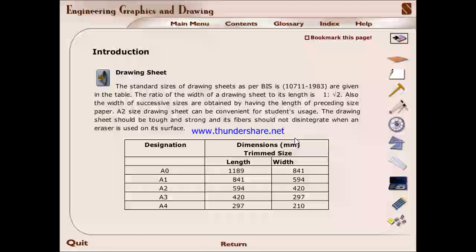Drawing sheet. A0 will indicate the length and width 1189 mm and 841 mm. A1 sheet has the length 841 and 594. A2 sheet has the length 594 and 420 width. A3 sheet has 420 length and 297 width. A4 sheet has the length 297 and 210. These are the normally used drawing sheet representations.